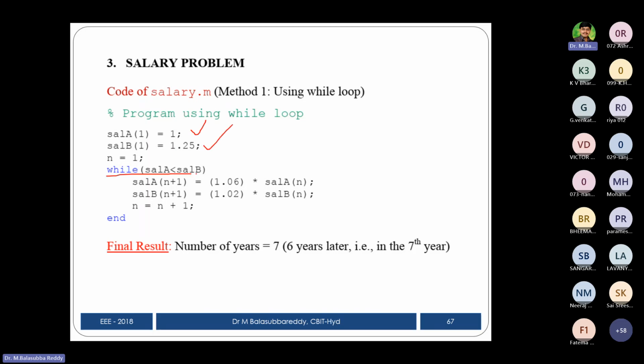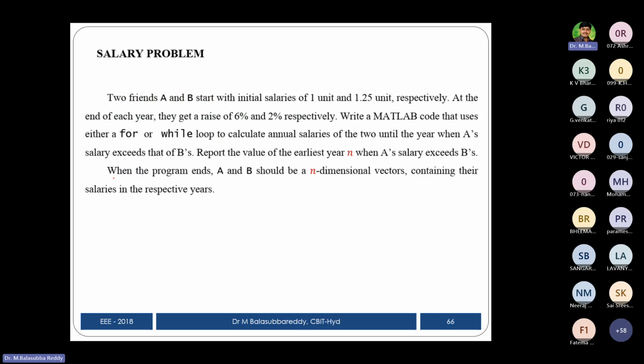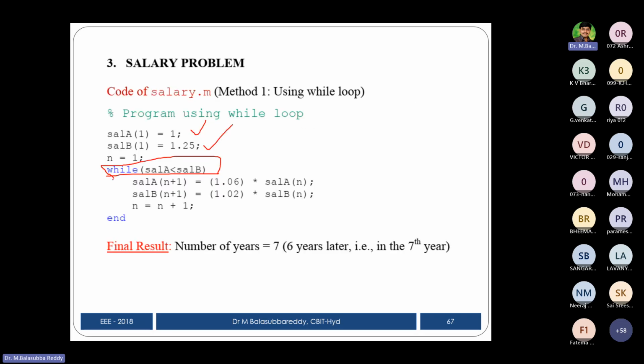Now I am using a while loop. I have to identify in which year A will cross B, because A is less now. After some point of time, A will cross B because of the increment difference. A increment is 6%, as mentioned, B increment is only 2%. That is the reason that in some years A will cross the salary. That's why: while salary A is less than B. It is true initially, because obviously A is 1 and B is 1.25.